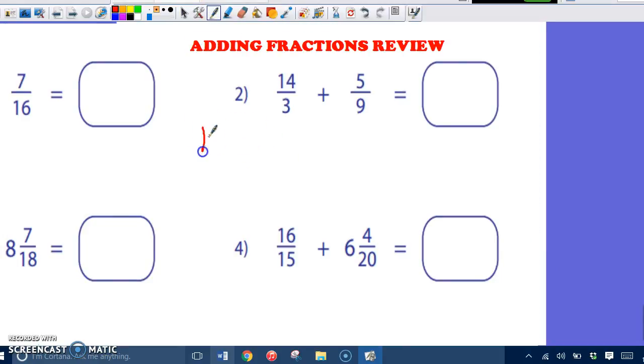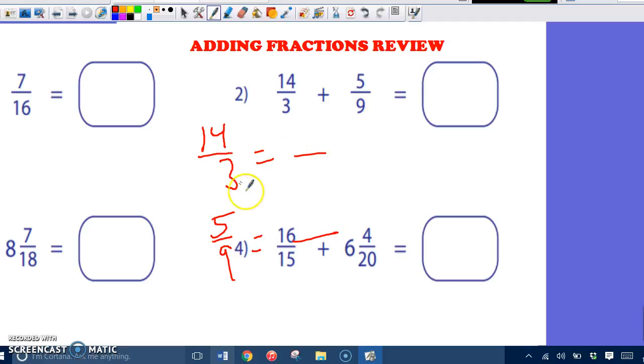Remember, I like to rewrite them. I have a 14 over 3. And don't worry about it being top heavy now. Always just make sure that your final answer is not top heavy. It's not an improper fraction. If it is, you need to convert it to a mixed number. And I have a 5 over 9. I'm going to convert them to the same denominator.